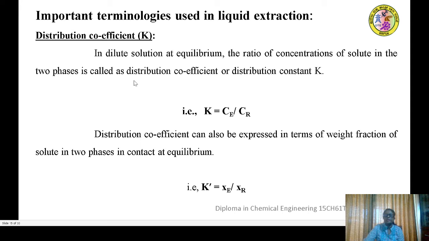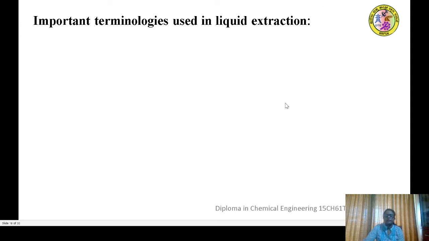So the distribution coefficient is one of the factors that helps in selecting the solvent in the given operation. So for a given solvent, we expect that the distribution coefficient is very high. So whenever you have a number of solvents, by measuring the distribution coefficient, you can select the best out of the available choices. So that is the significance of the distribution coefficient.